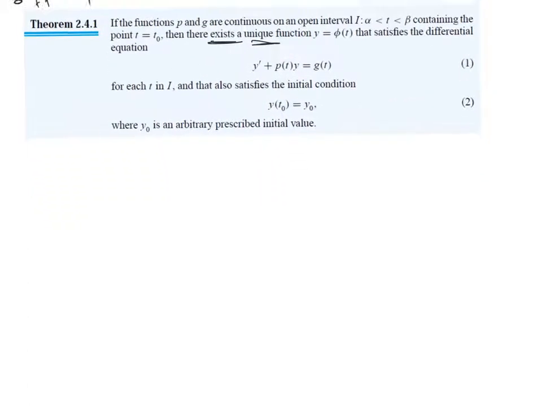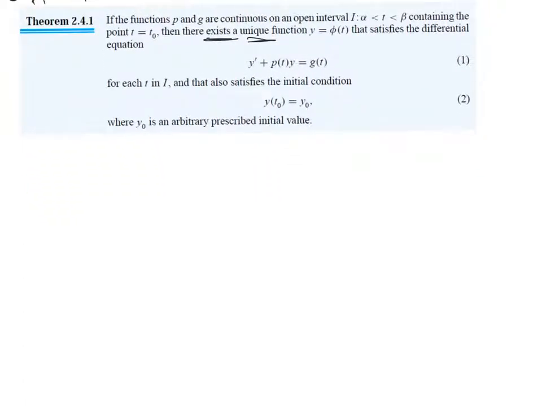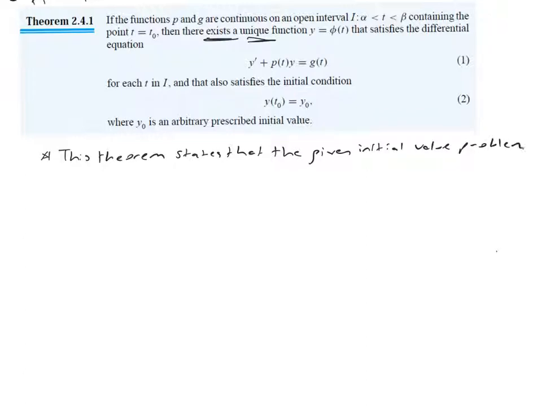Let's write it down. This theorem states that the given initial value problem has a solution, which is the definition of existence.